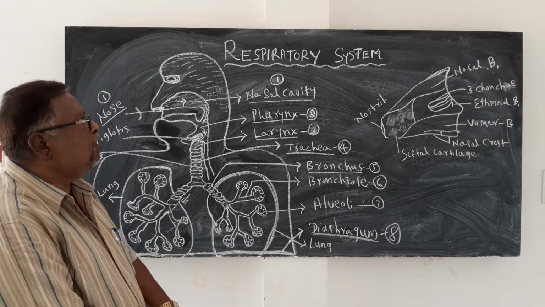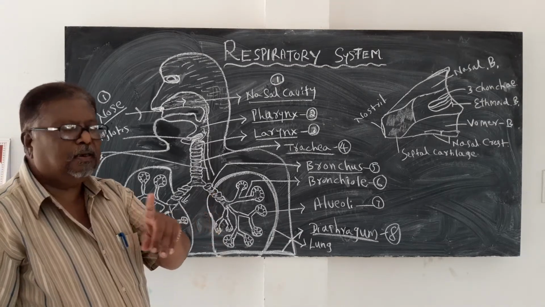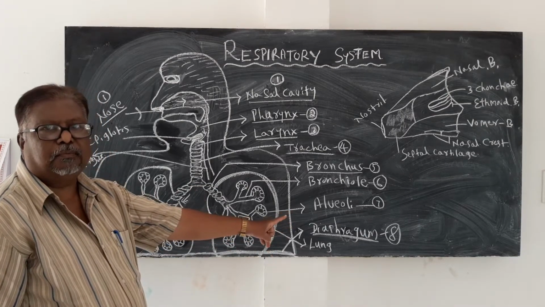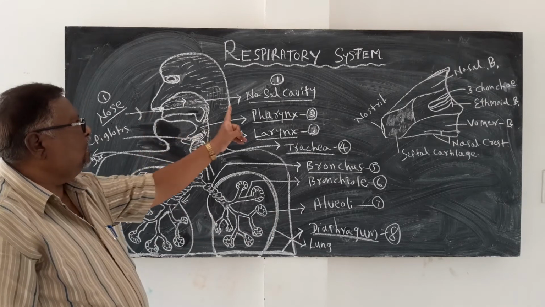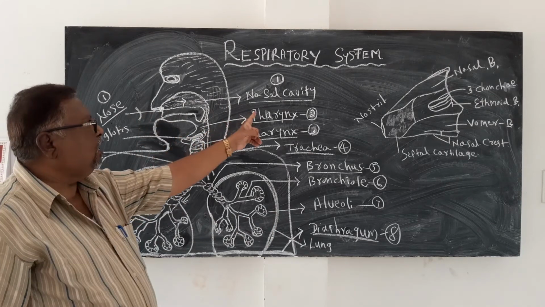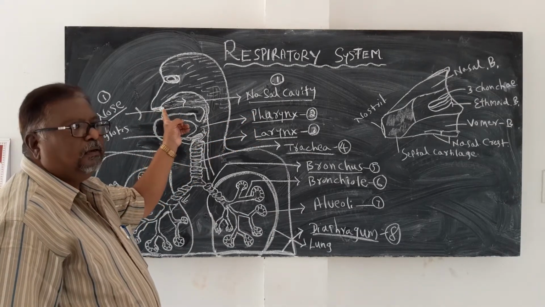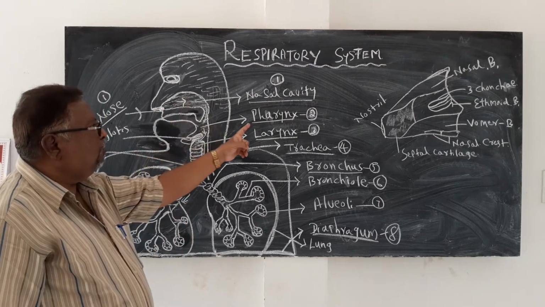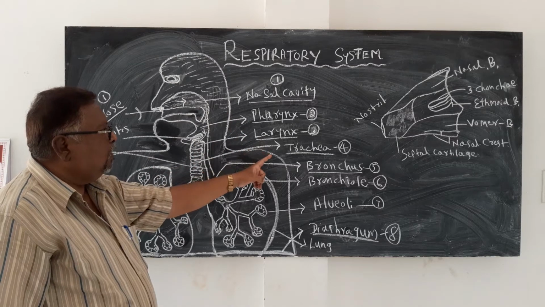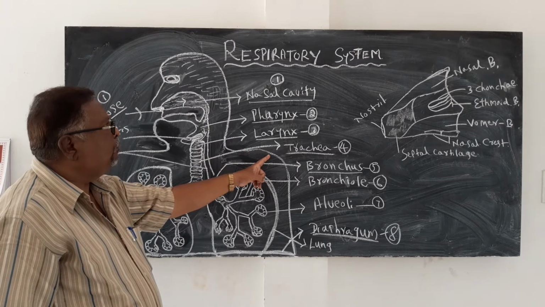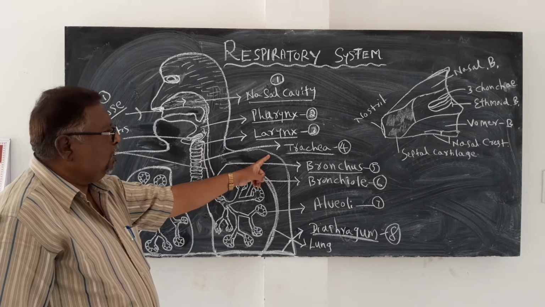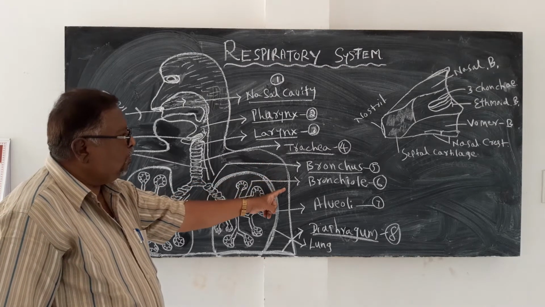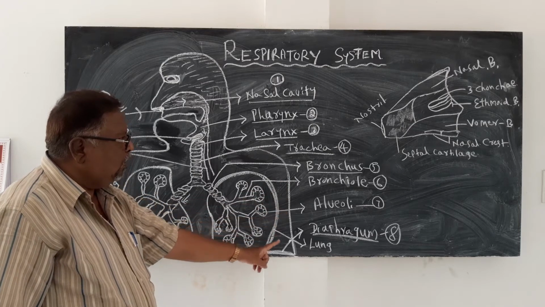The respiratory system involves, very importantly, 8 organs. All these organs you should remember. The first one is the nose and nasal cavity. Nose, nostrils, nasal cavity, pharynx, larynx and trachea, bronchus, bronchiole, alveoli, diaphragm.